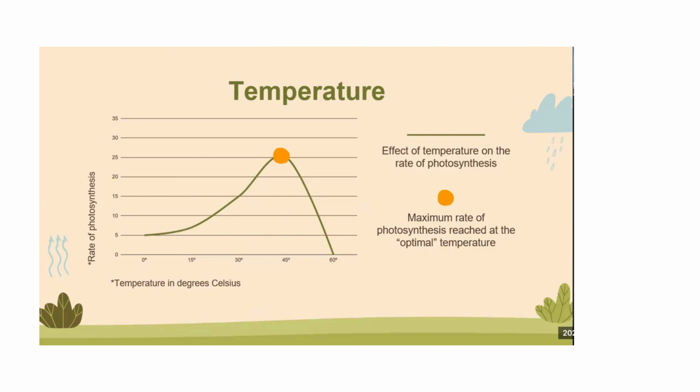So how does temperature affect it? Photosynthesis is also an enzymatic reaction. So when the temperature rises up to some level, we can increase photosynthesis. But when the temperature goes beyond that, the enzymes can get denatured. So it is also a rate limiting factor. Okay. So at the optimal temperature, there is the maximum rate of photosynthesis.